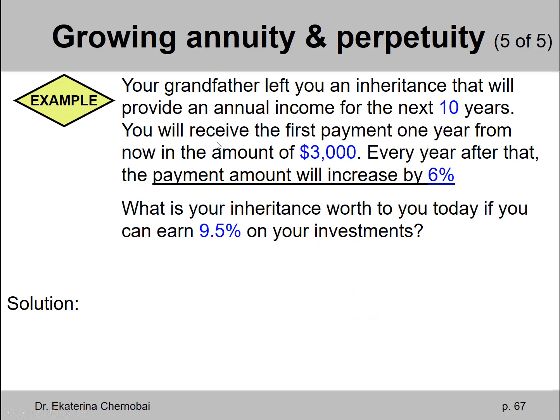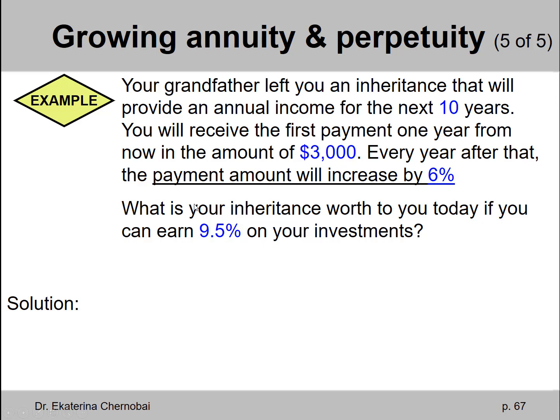Let's look at this example. Your grandfather left you an inheritance that will provide an annual income for the next 10 years. You will receive the first payment 1 year from now in the amount of $3,000. Every year after that, the payment amount will increase by 6%. So this is how you know it's a growing annuity.